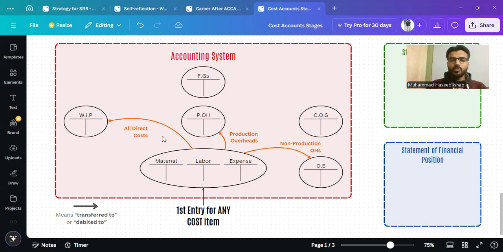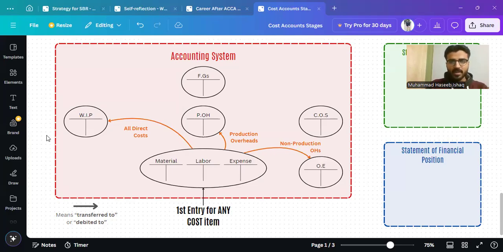It is important. In the second stage, all the direct costs are transferred, or you can say debited, to work in progress account, and all the production overheads are transferred to production overhead account. This can be seen in this diagram, right? And all the non-production overheads are then transferred to the operating expense account. So this is the visual representation of these stages.